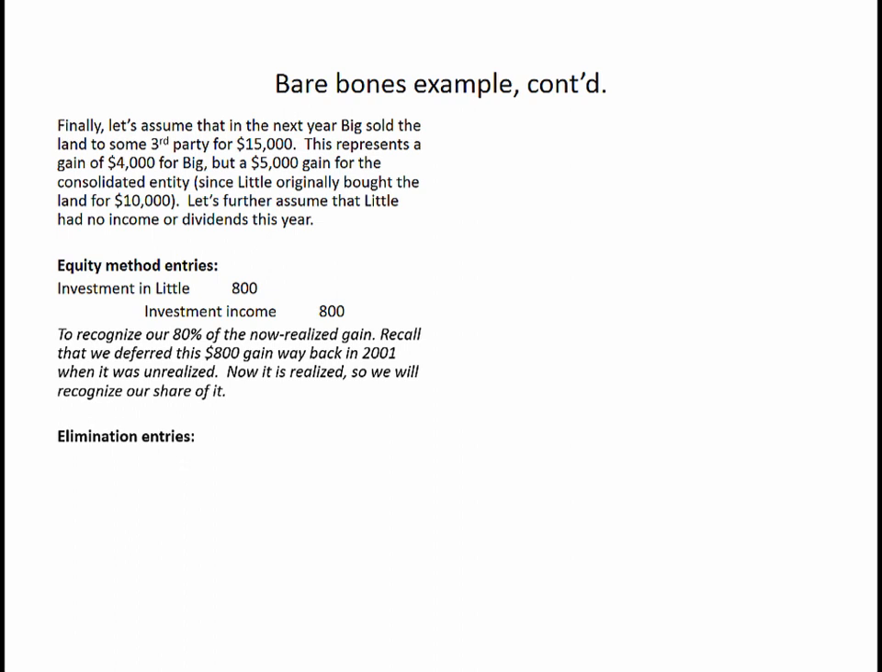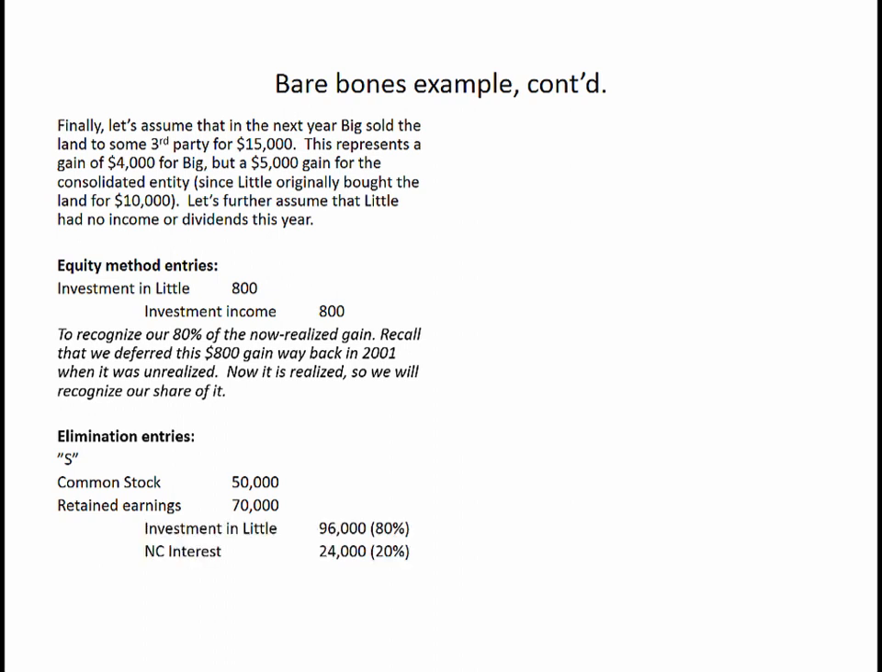For our elimination entries, again, we start the same way we always do. We eliminate our beginning of year subsidiary equity accounts, common stock and retained earnings of $120,000 combined, and we're going to split that 80-20 between the investment in Little and the non-controlling interest. Then I, for investment income. Again, looking at that equity method entry, we recorded $800 of investment income. In the elimination process, that has to be eliminated.